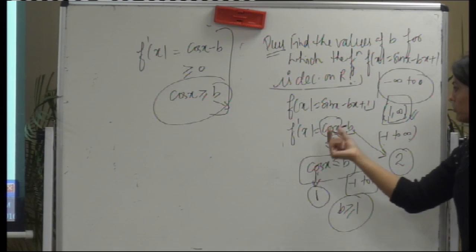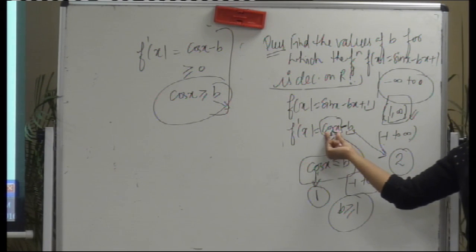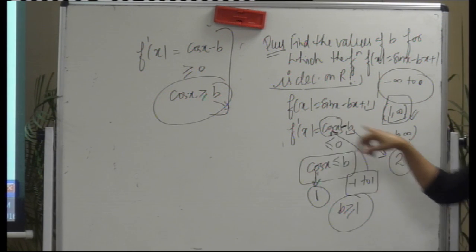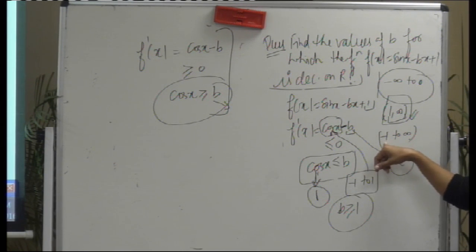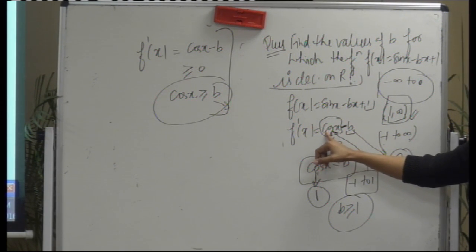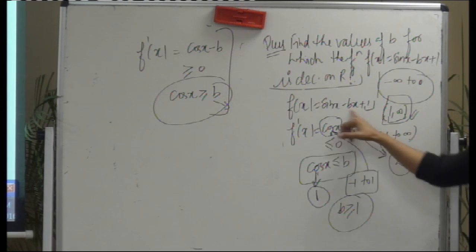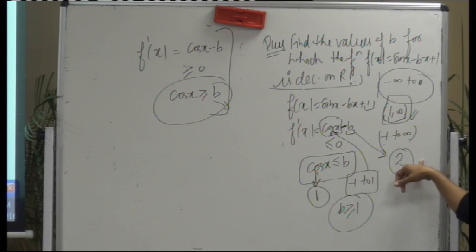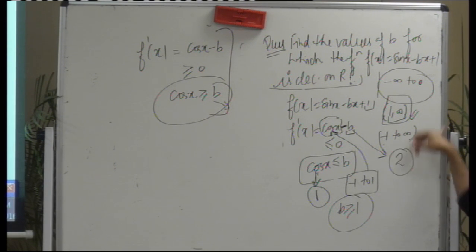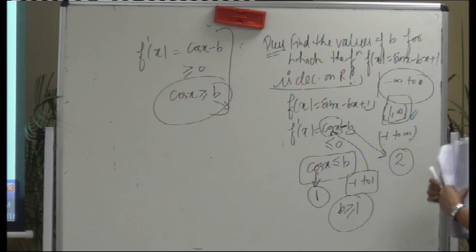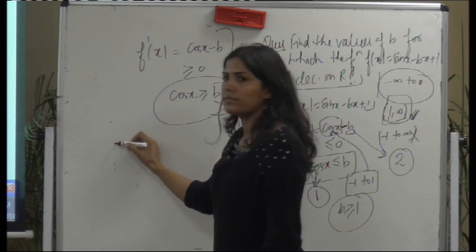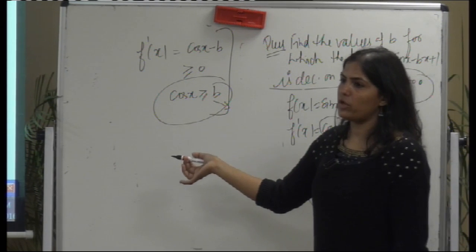Nothing is wrong. I am just clarifying. Cos x value will lie between minus 1 and 1, so the highest value is 1. Suppose b is minus 3. If you put b as minus 3, it will become positive and we don't want positive. So check clearly in this interval: this is not the interval, this is the interval. What about this question now? B value?